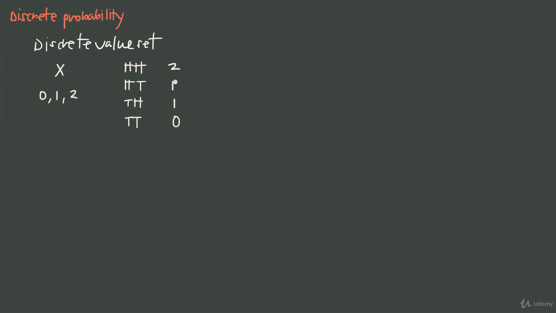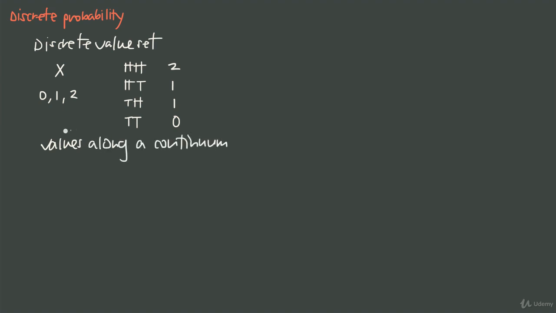X can't be 1.5, it can't be 7, it can't be 0.5, it can't be any values other than 0 or 1 or 2. So we would call X a discrete random variable because it can only take on these discrete values or these particular points. We would contrast that with a continuous random variable that can take on all values along a continuum.